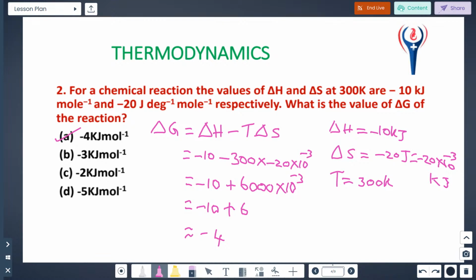Are you following? Only one thing you have to remember, both should be in the same quantity or not. One is kilojoule, one is joule, so it should be in the same unit. That one you should see. Then you should remember the formula. If you know this, you can solve the sums, understood? Okay. Next one.